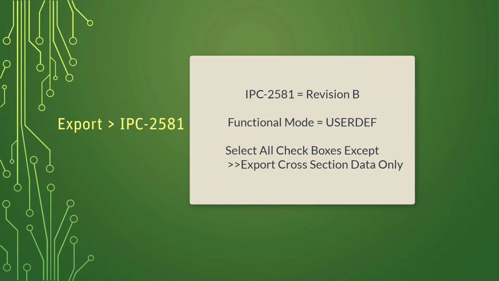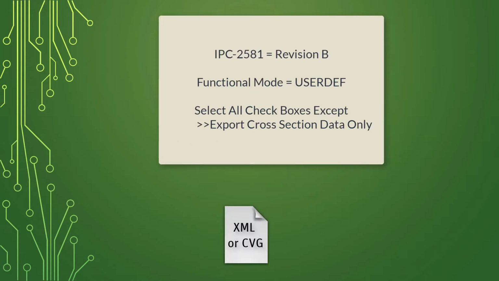In the export dialog, use the following options for successful import to ANSYS products. Use IPC 2581 Revision B. Set the functional mode to User Def. Accept the default settings. All the checkboxes should be active except for the one to export cross-section data only. Once translated, the exported XML or CVG file can be opened in ANSYS SIwave.